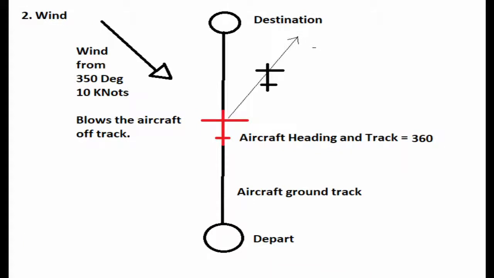In this example, the wind has sprung up from 350 degrees and it's about 10 knots. So we're going along down our track and we haven't noticed, and what happens? We get blown to the right. So what are we going to do to make this better? How are we going to get back to our destination?